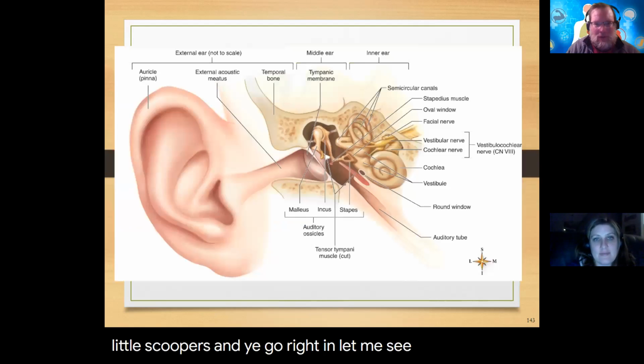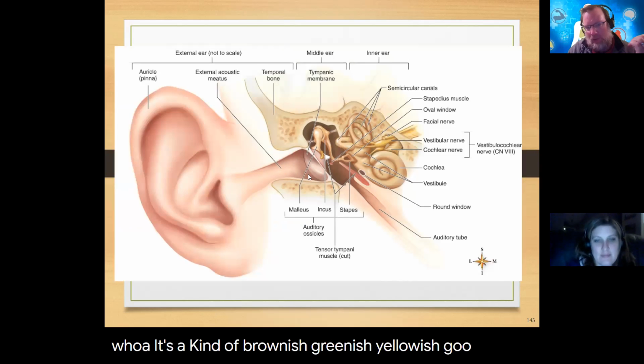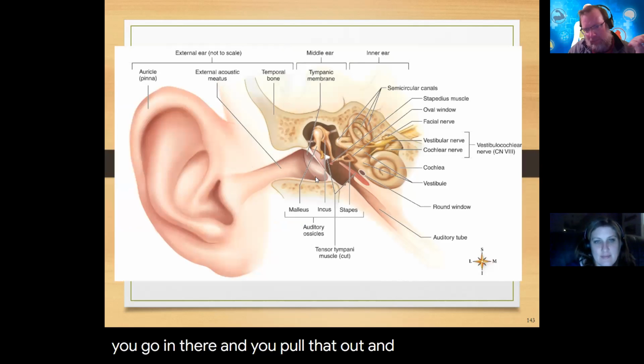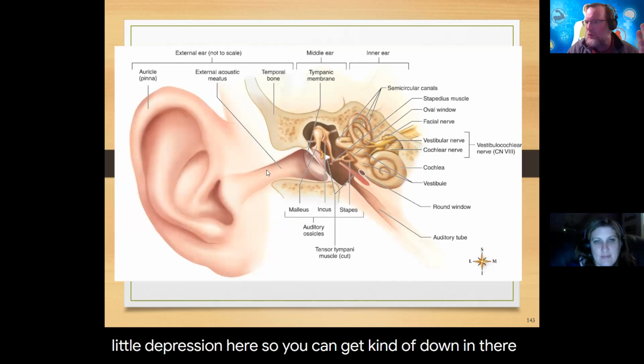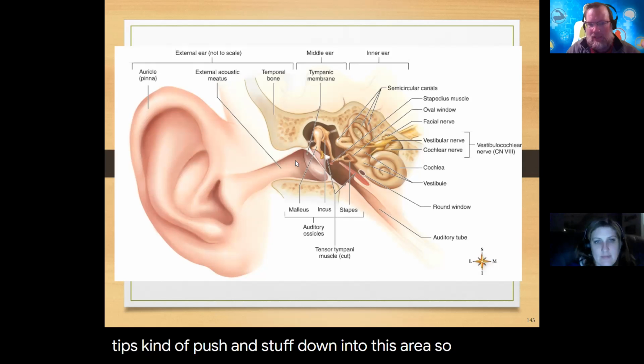Let me see. Here we go. So you go right in here, shine a light right in there, and you're like, whoa, it's a kind of brownish, greenish, yellowish goop. You go in there and you pull that out. And notice too, there's a little depression here, so you can get kind of down in there. A Q-tip's just not going to do that. In fact, a lot of times the Q-tip is pushing stuff down into this area, so you're really only getting this. So those scoops can really help to get in some areas.